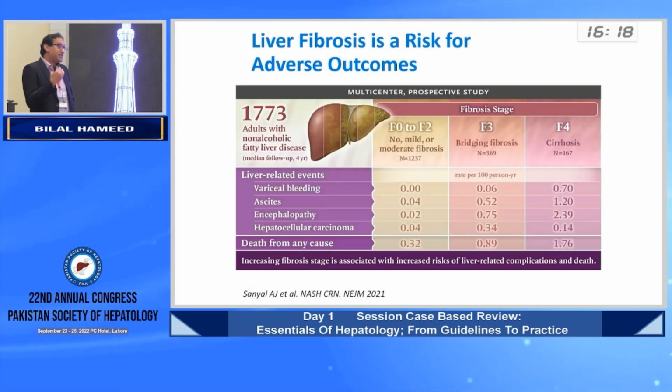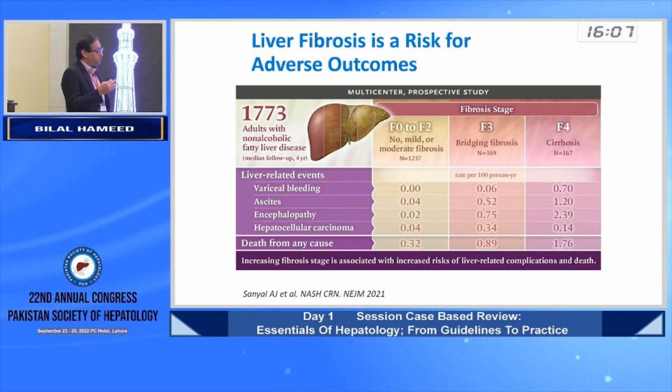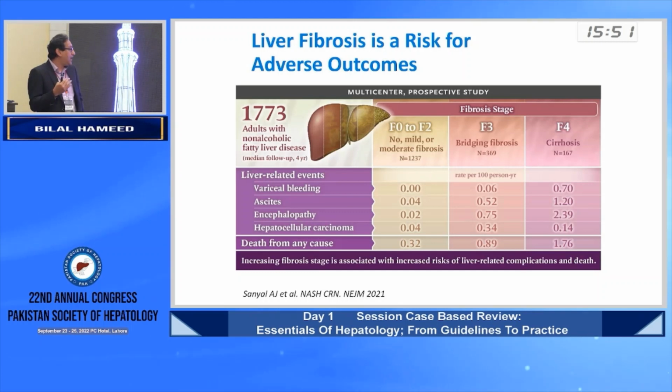So this is the study I showed earlier. This is our New England Journal of Medicine article from NASH CRN, where we have about 1,700 patients, followed for a median follow-up of about 4 years. And the point I wanted to bring up again is that fibrosis is the most important determinant. If someone has F4 or cirrhosis, not only did they have other liver-related complications of variceal bleeding, ascites, hepatic encephalopathy, and HCC, but death from any cause, or overall mortality, was significantly increased when you have advanced fibrosis.